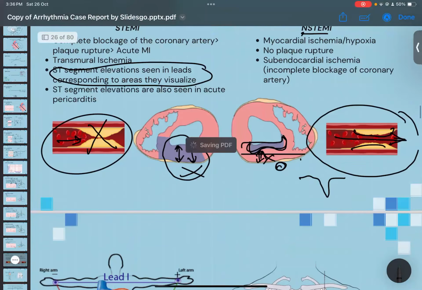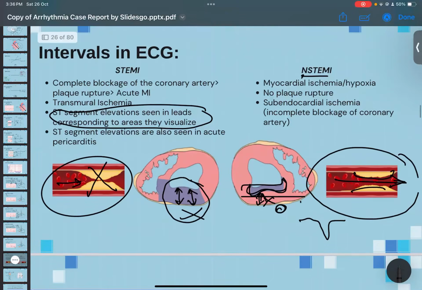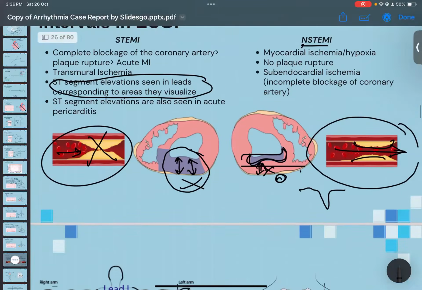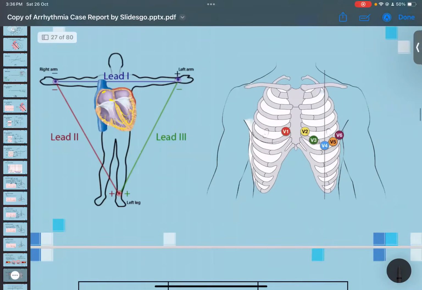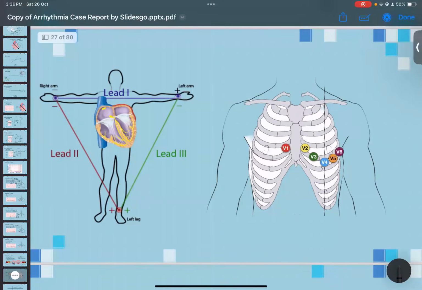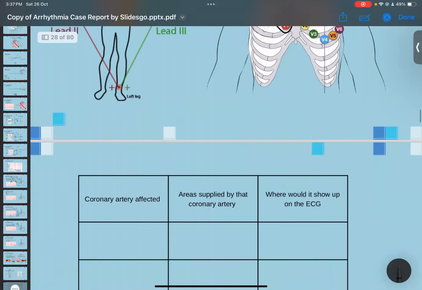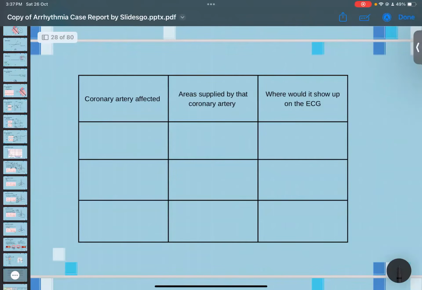Now, this is what I meant by ST segment elevations being seen in leads that correspond to the areas they visualize. Each of these leads is placed at a different position in our body, and therefore each will visualize a different portion of the heart. Not each lead is going to visualize the exact same portion of the heart, because of course they're placed at different areas of the body. I want you guys to be interactive with me, okay?